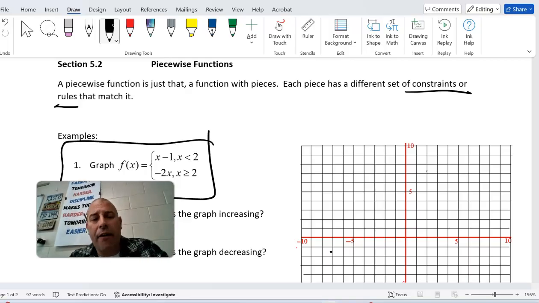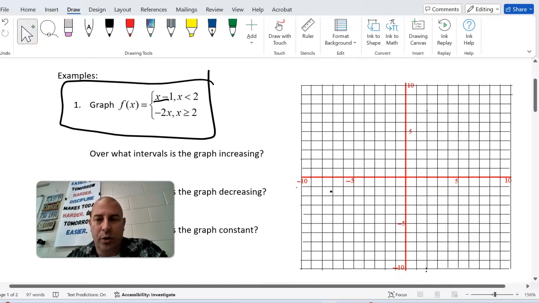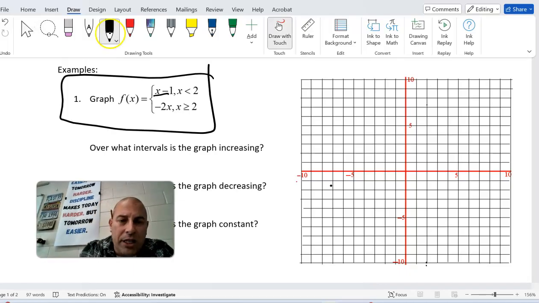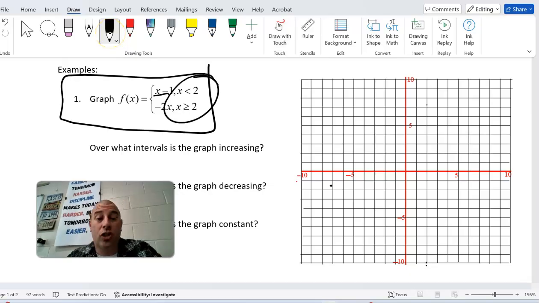We want to graph this function, this x minus 1, which is a line, only when x is less than 2. So here's what I'm going to encourage you to do. Because we have these constraints, they're like bumpers. They're like these imaginary walls. So our constraints are happening at 2. So I'm going to put a dotted line right through x equals 2. And what that lets me know is those are my bumpers. When I hit that, I've got to stop.